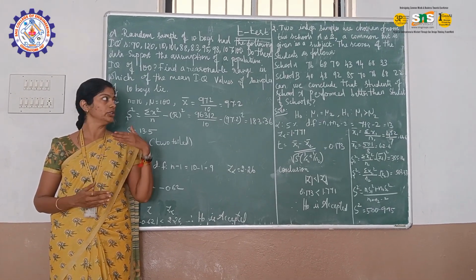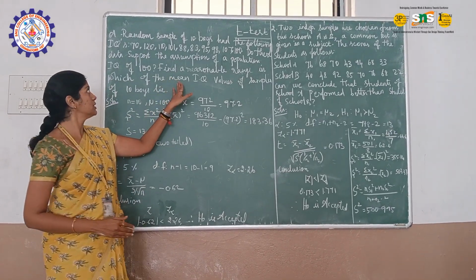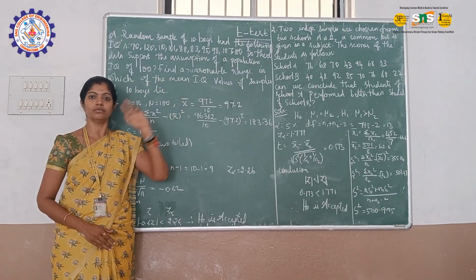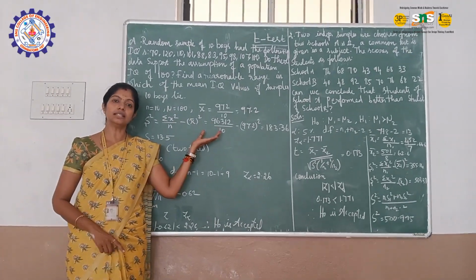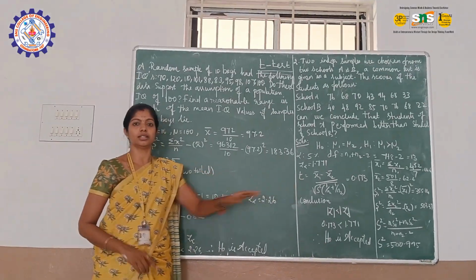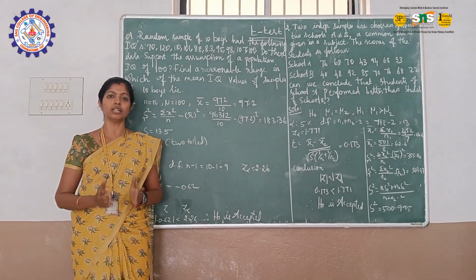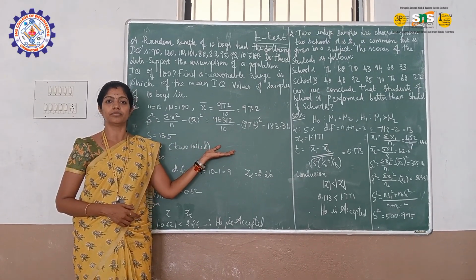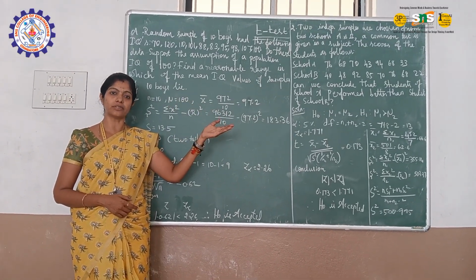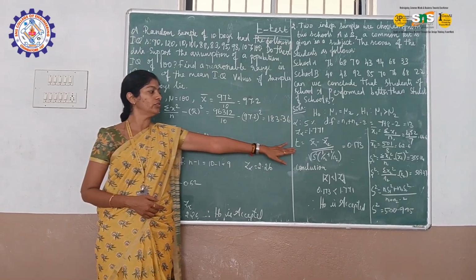Now we are going to move into our problem. First, before entering into this problem, we should know we have two types in the t-test. One is single mean, another one is double mean. That is, from the population, if you are taking only one sample, we have to take that as a single mean problem. If you are taking two samples from the population, we have to go for the difference of mean.